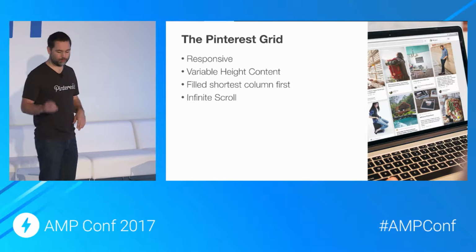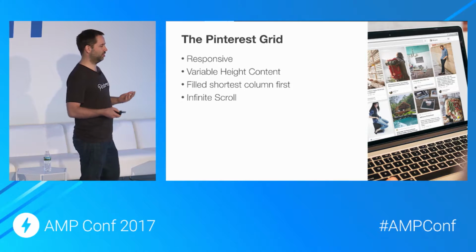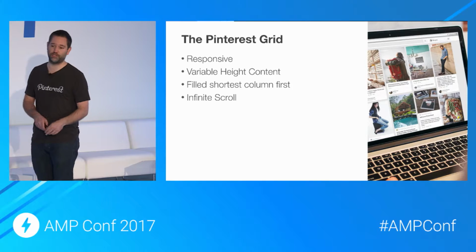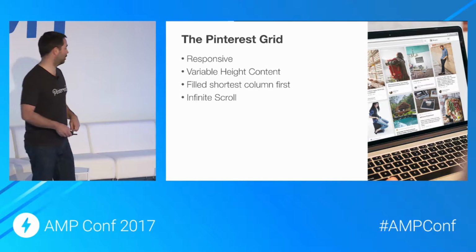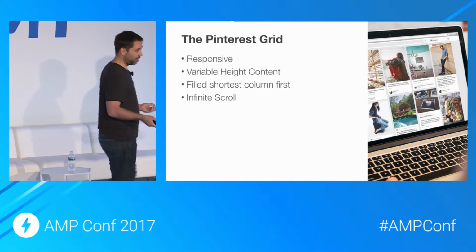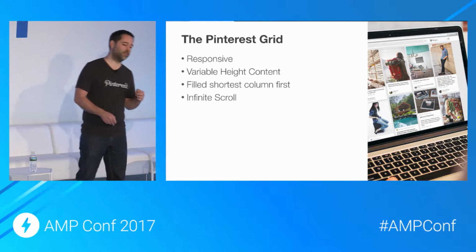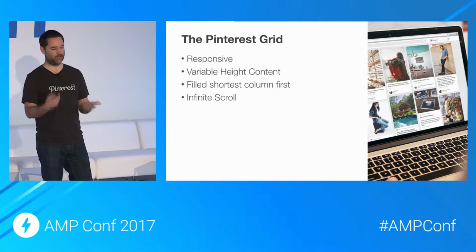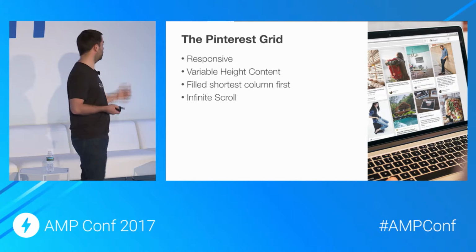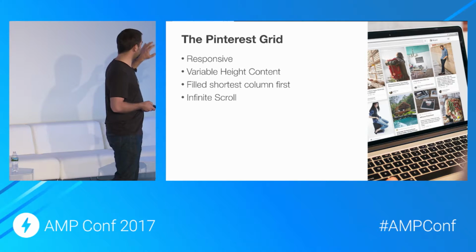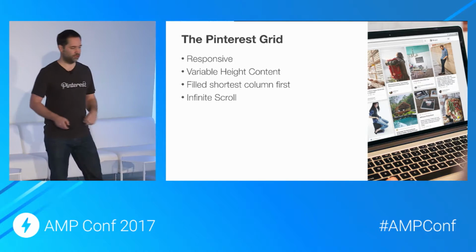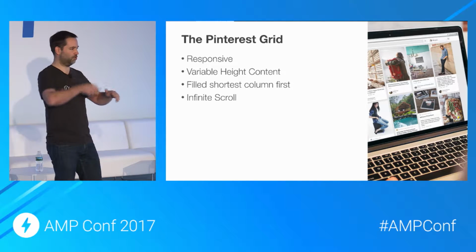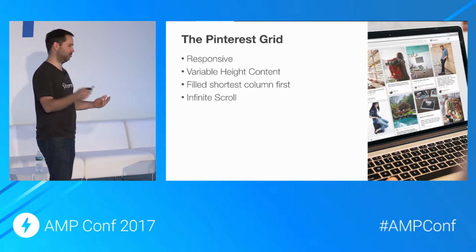But in practice, there are some things to call out that aren't always considered. It's responsive, so different screen sizes and orientations change the layout. It deals with variable height content, and this is important because typically you have to render this client side to be able to measure the height of this content. And it's filled shortest column first. Typically the way content ends up on the grid is you go across the first row, then you pick the shortest column after that and fill it.